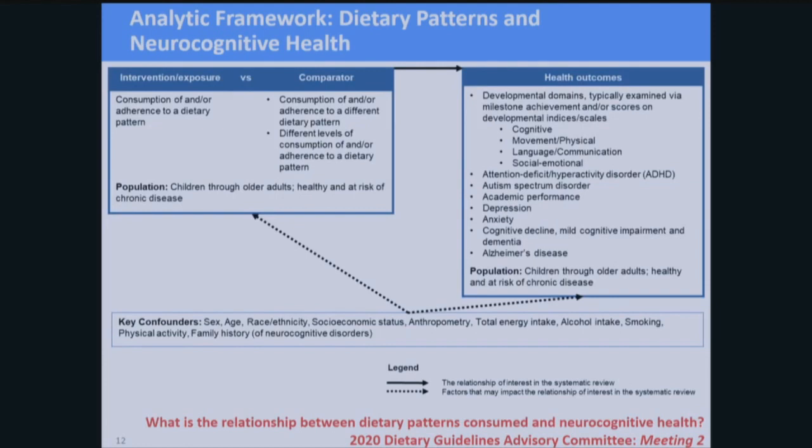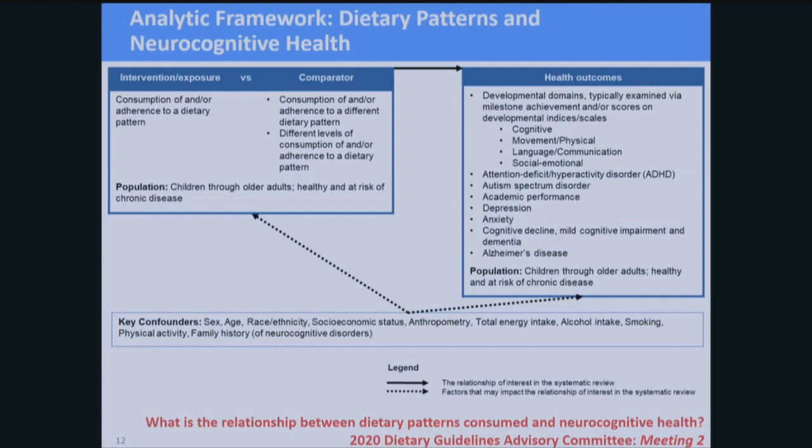The next analytical framework is dietary patterns and neurocognitive health. The analytical framework here illustrates the question examining the relationship between dietary patterns consumed and neurocognitive health. The outcomes include developmental domains as specified on the right: academic performance, attention deficit hyperactivity disorder, autism spectrum disorder, cognitive decline and cognitive impairment and dementia, Alzheimer's disease, anxiety, and depression.